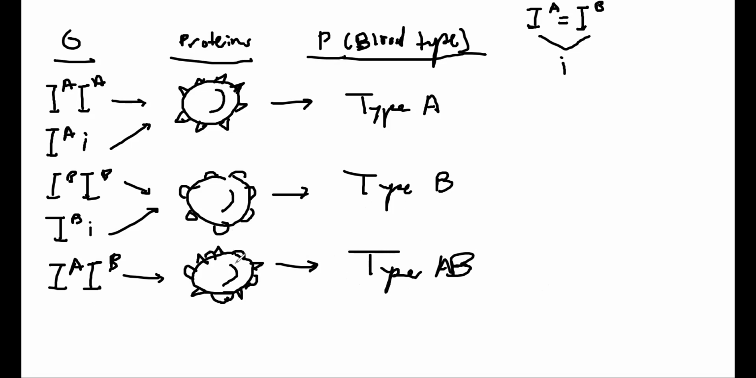Why is that? Because your immune system is used to seeing both kinds of proteins on the surface of your red blood cells. Right? So type AB is referred to as the universal acceptor. They can get blood from anybody as far as the blood types go.